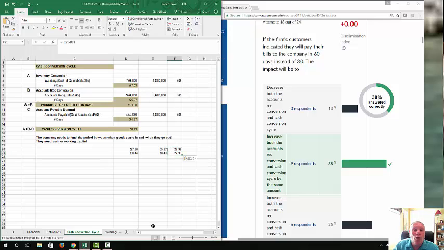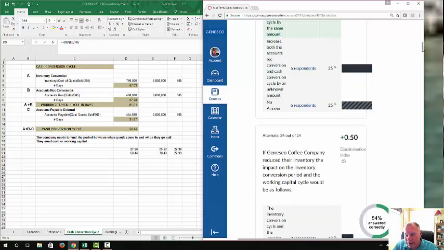When we take the difference between them, they're the same. Why are they the same? Because inventory conversion plus accounts receivable less working capital equals cash conversion. If the only number you're changing is accounts receivable, then your answer is that both the accounts receivable period and the cash conversion cycle increase. So this first one was about going back and making that connection. Let's keep going on that theme.